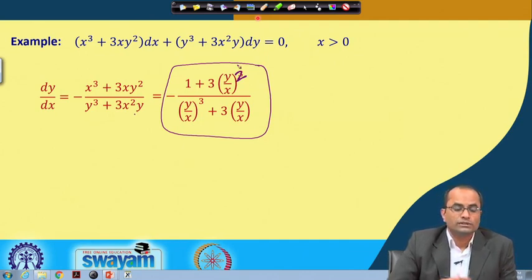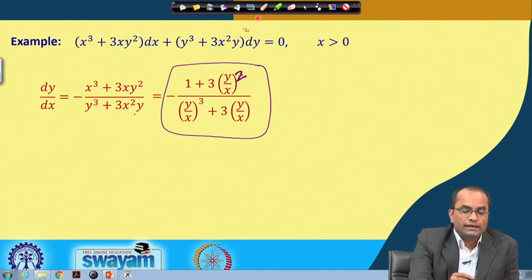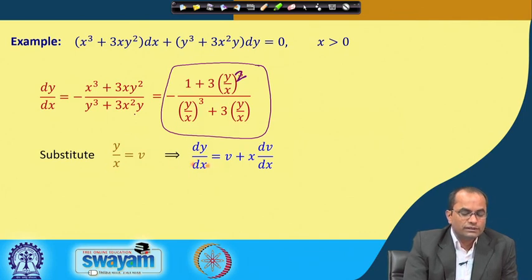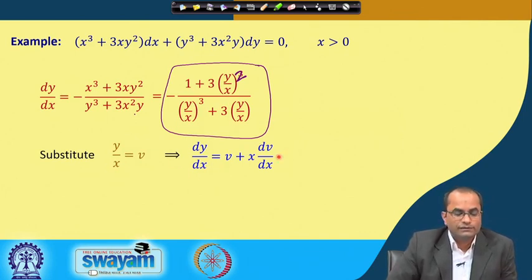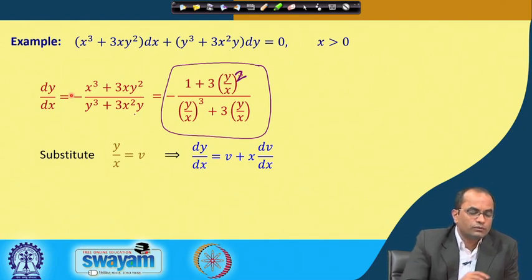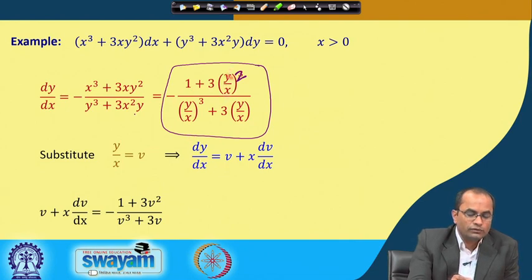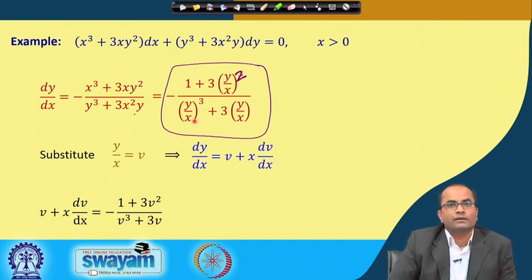So, now everything here is in terms of y over x, as a function of y over x. So, this equation is of the homogeneous form, and we can now substitute y over x as v, which we explained just before, and as a result dy over dx will be v plus x dv over dx. So, we can substitute in our equation: v plus x dv over dx is equal to minus, 1 plus 3 v squared, since y over x is v, divided by v cube plus 3 v.